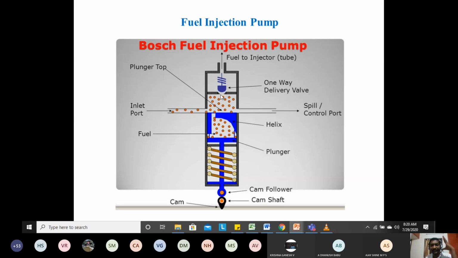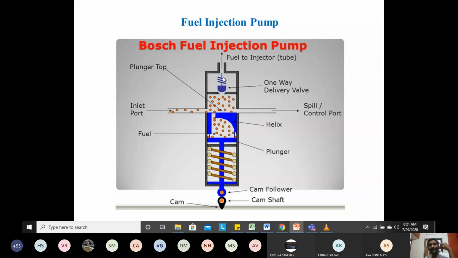Okay. So when the cam comes to the dwell period, this we call a dwell period. During the dwell period, the follower will come down because of the spring action. During the ascent period, when the cam moves, it is going to push the follower, and thereby it is going to make the plunger move up. Thereby high pressure is going to be created, and the high pressure diesel is supplied to the fuel injector. Okay, this is how the fuel injection pump works.